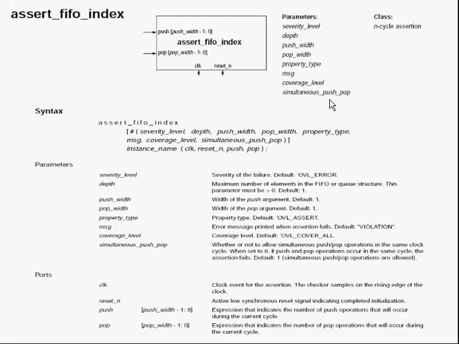But here the extra thing is depth. Depth means the maximum number of elements in the FIFO or a queue structure. This is the normal FIFO depth definition. But look, the depth parameter must be greater than 0, that's why the default value is 1. Second, push width.